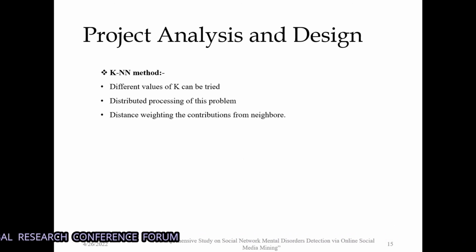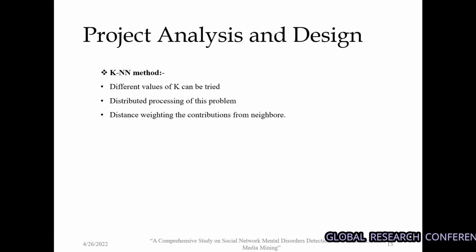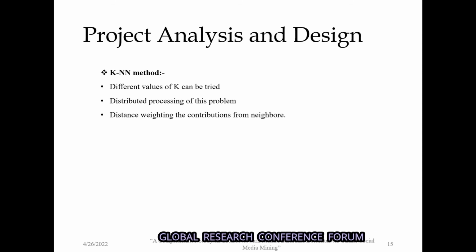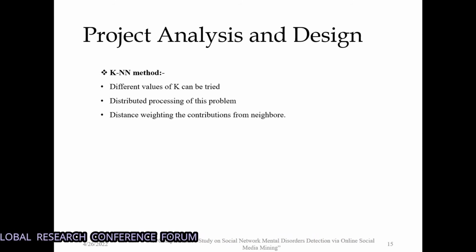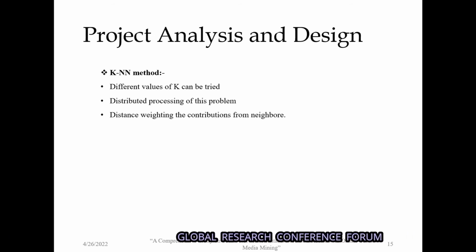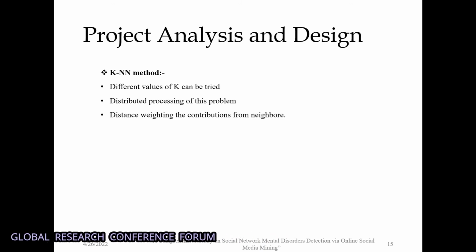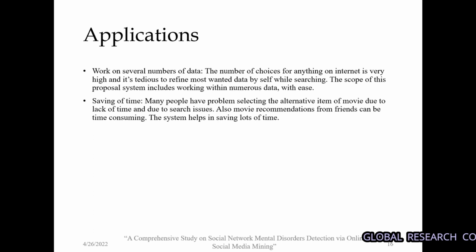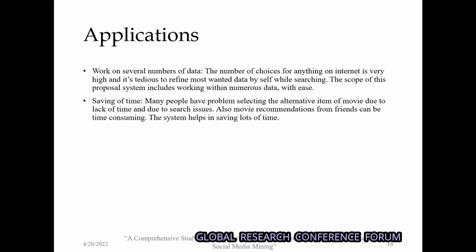Distributed processing of this algorithm, and the KNN algorithm will calculate the distance between the target movie and every other movie in its database. Then it ranks these distances and returns the top nearest neighbor movies as the most similar movie recommendations, and our movie will be recommended. And the application of our project is that it works on a large number of data.